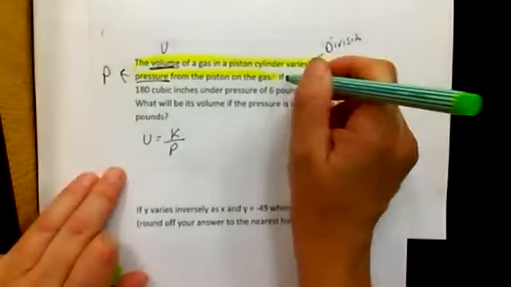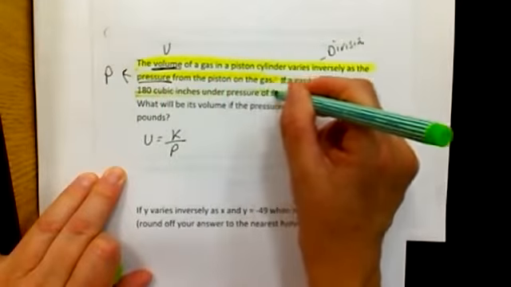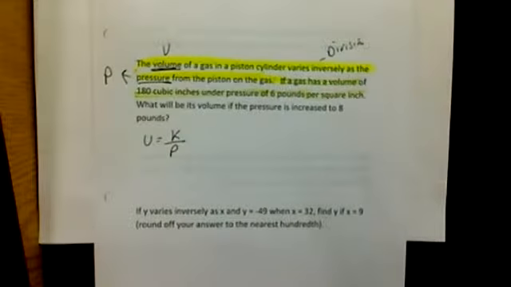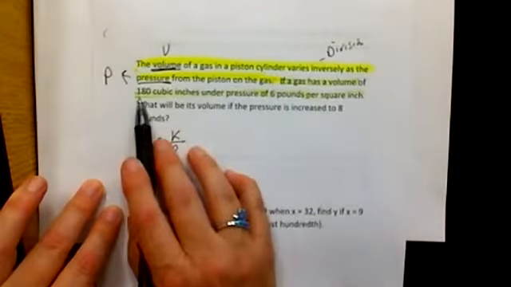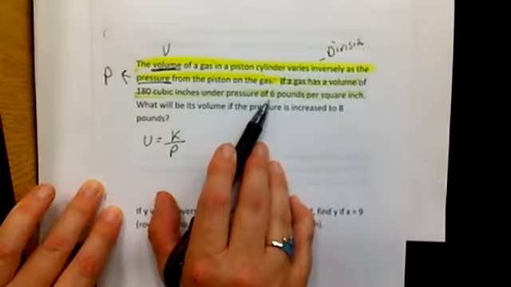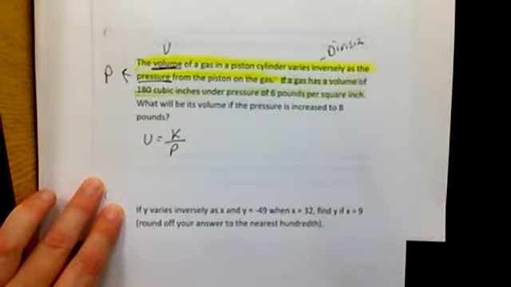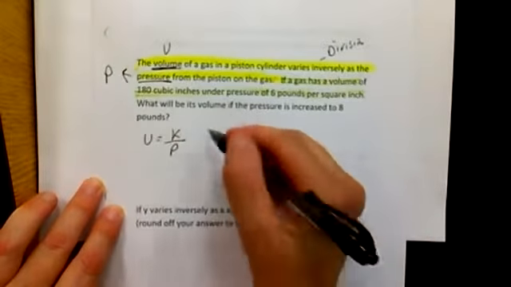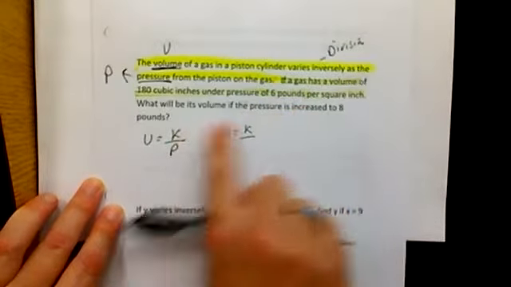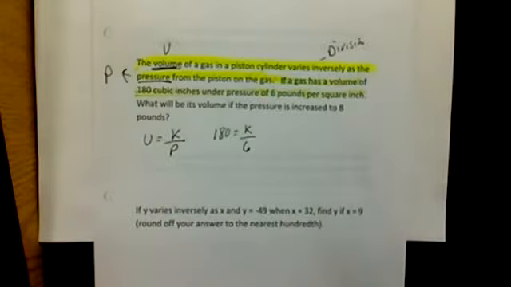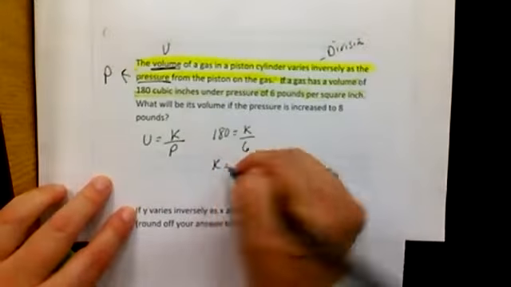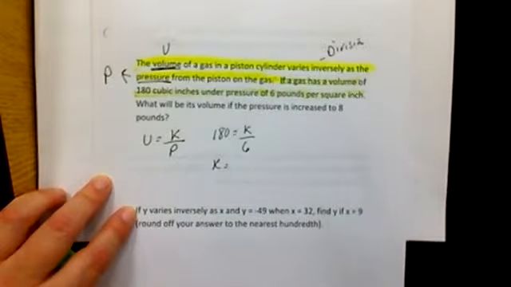So then, if I read the second part that tells me what numbers to put in, now I've got to figure out what number goes where. If a gas has a volume of 180 cubic inches under pressure of 6 pounds per square inch, that tells me where stuff goes: volume of 180, pressure of 6. That gives me a clue as to my pieces. So now I need to solve for K, so 180 times 6, and leave that on your calculator because we're going to work with it again. So K equals 1080.